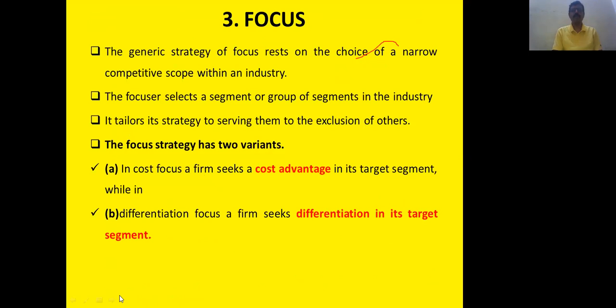Focus strategies. Focus means they cater to the needs of a small group of people, but the amount of profit generated per piece is very high. They corner a small segment of the market, but the profit per piece is very, very huge.